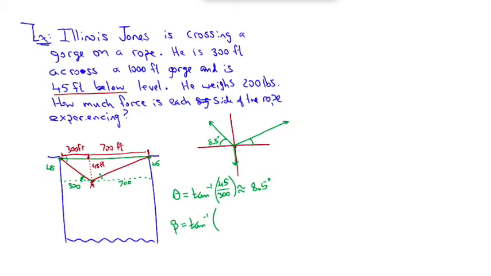The opposite is 45 over 700, approximately 3.7. My picture's really exaggerated, which means it's a really decent rope. He's just going down by like this much. Well, he's going down 45 feet, but the angle from 1,000 feet across is going to be very small.